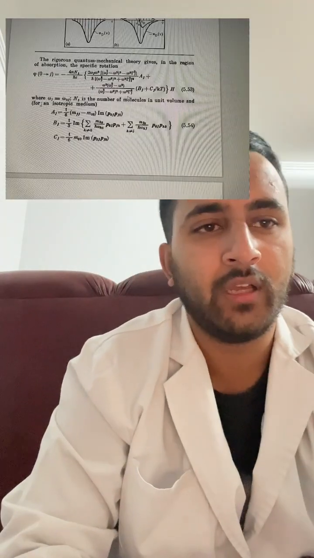You can see in this diagram that the rigorous quantum mechanical theory gives the specific rotation in the region of absorption. You can see here some formulas regarding this. This formula, in figure 5.53, transforms to the expression of the contribution of the zero-to-J transition to the rotation far away from the region of absorption. If we put 0 in it, the magnetic circular dichroism is described by the ellipticity. You can see another diagram for that.